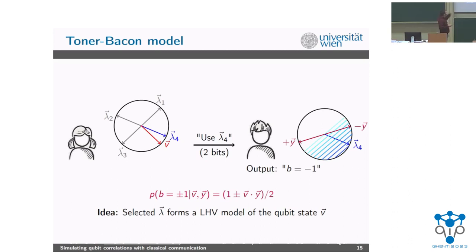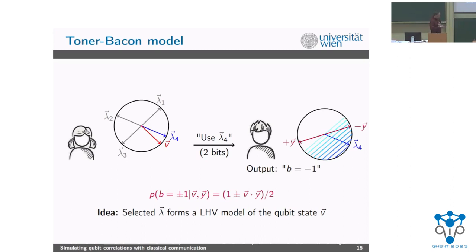So it's a way, basically, I will say a bit more about it in a second. It's a hidden variable description of the qubit, and it's basically not enough for Bob to know the state, but enough to produce an output. That's somehow the secret of this protocol.